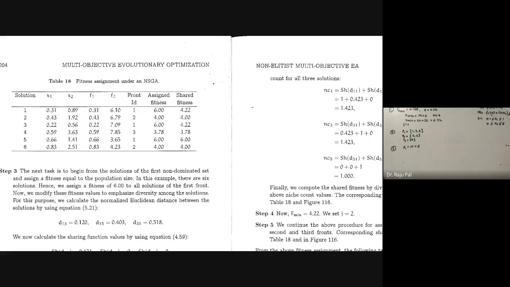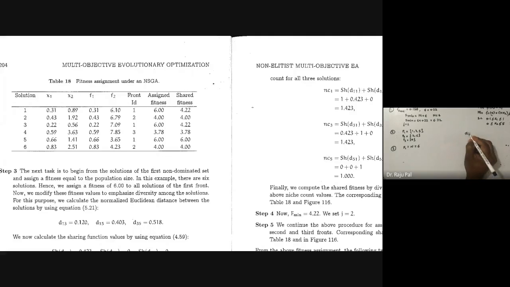Now the next step is to calculate the shared fitness value. First we need to calculate the distances within the same front. In the first front, only 3 solutions are there. For calculating a distance, there is a defined formula. I will write the formula, and based on that, we can assign the fitness values.